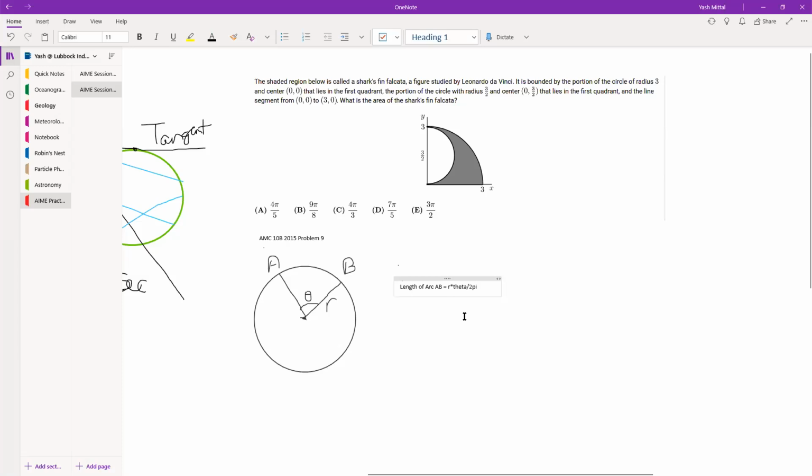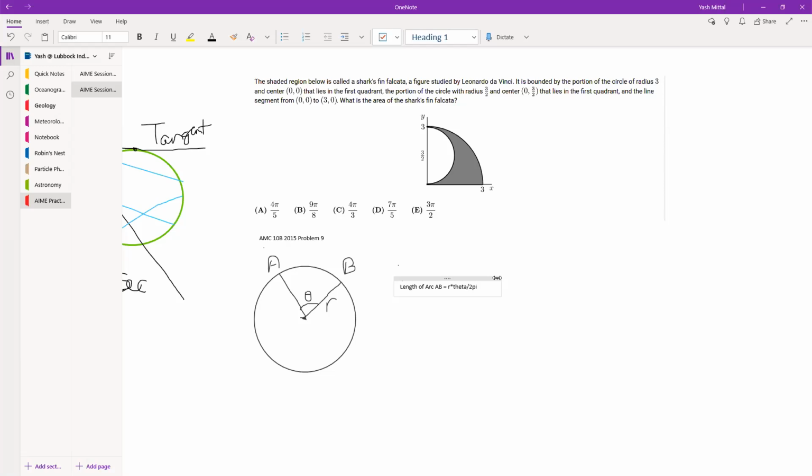Wait, am I being right in this case? I'm not 100% sure. I'm sorry, guys, I'm just having a little bit of a brain fart right now. So it's r times the angle divided by, is it divided by 2 pi or divided by pi? I'm not 100% sure. Let me check. I'm so sorry, guys. I should not be doing this right now.